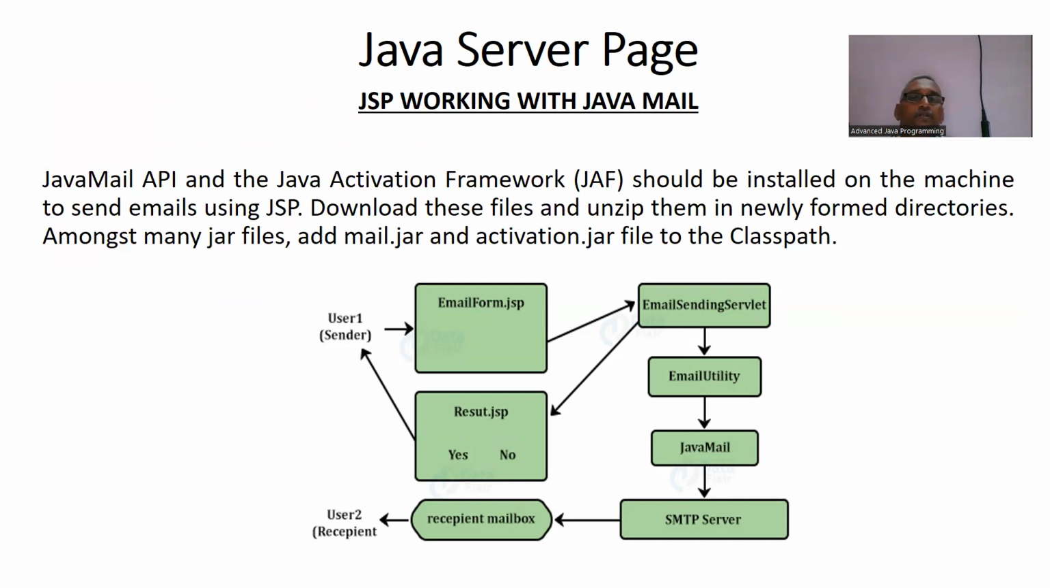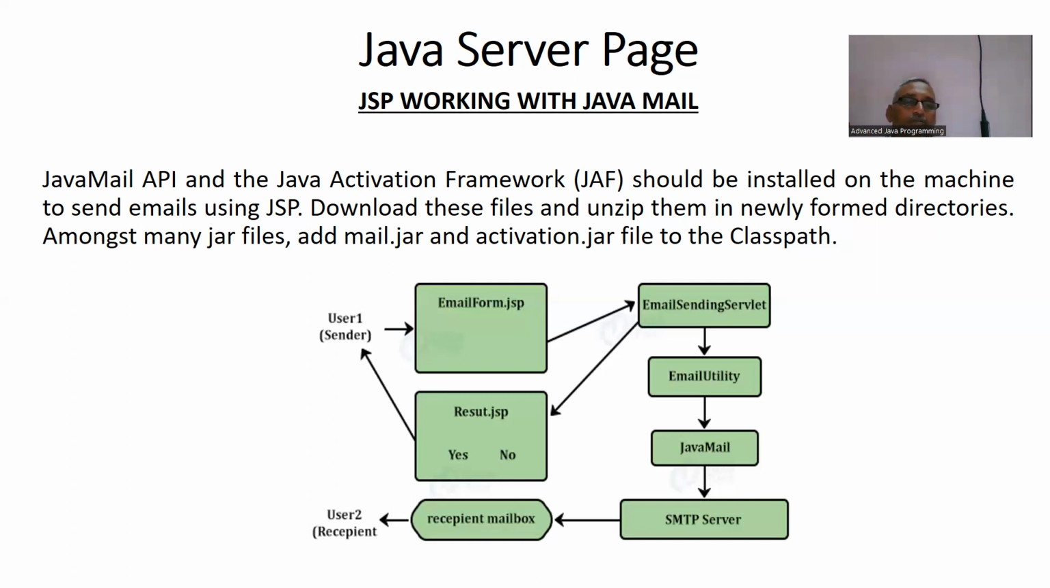For example, emailform.jsp and result.jsp, and the request is sent to the email sending servlet, the email utility, JavaMail and SMTP servers. The SMTP server moves the mail to the recipient. This is the way of JSP working with JavaMail.